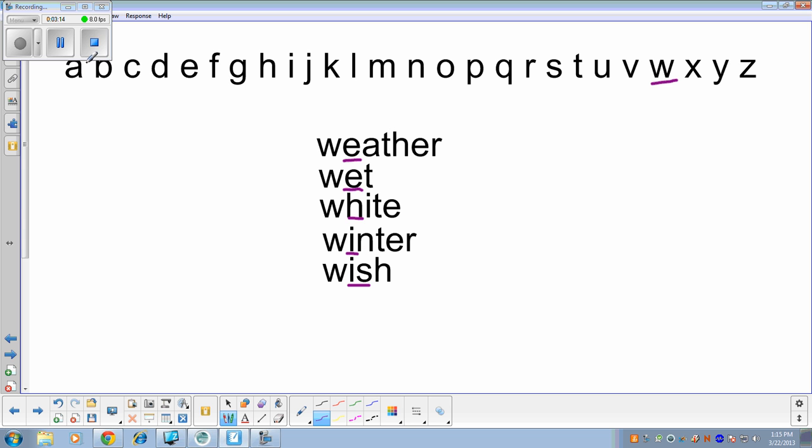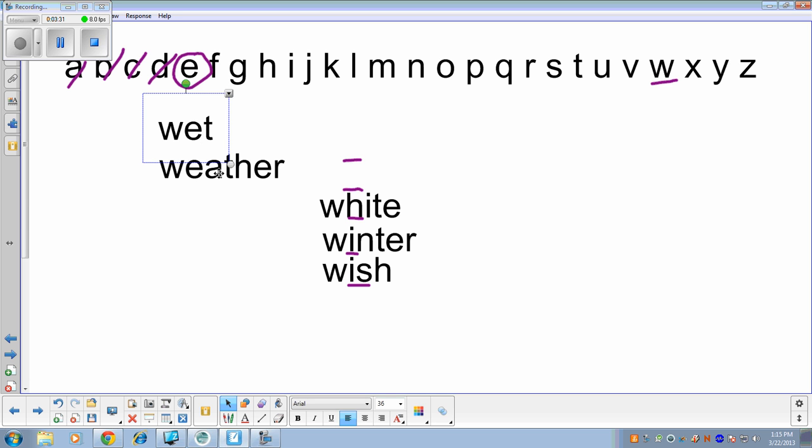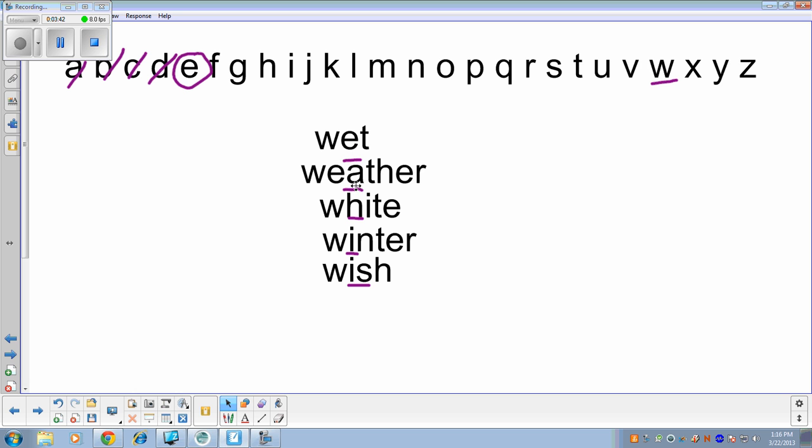So let's start on my alphabet. I don't have a second letter that is A or B or C or D, but I do have an E. So I cannot just make a guess that wet goes first because it is a smaller word. It only has 3 letters, or that weather goes second because it was second in the list. I actually have to keep looking, so I need to look at the third letter.